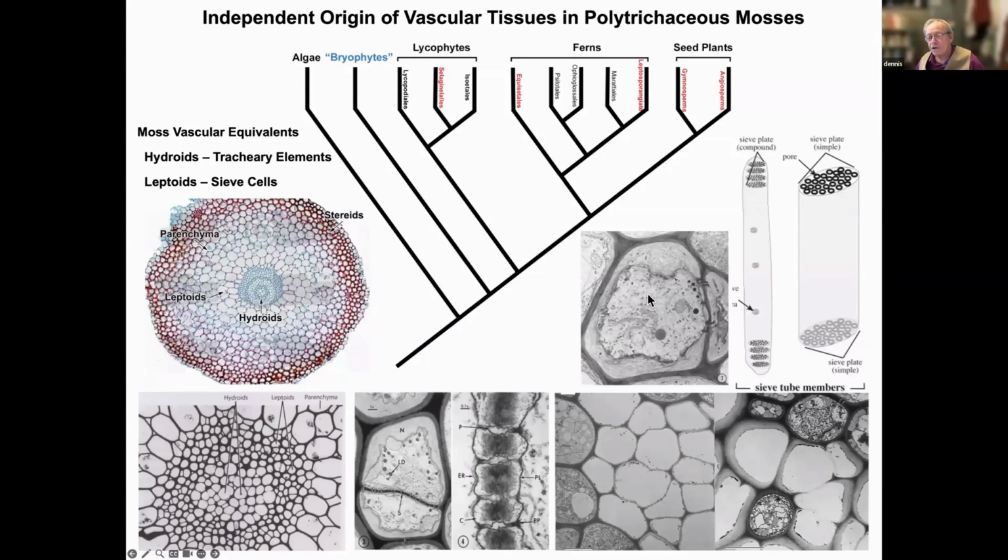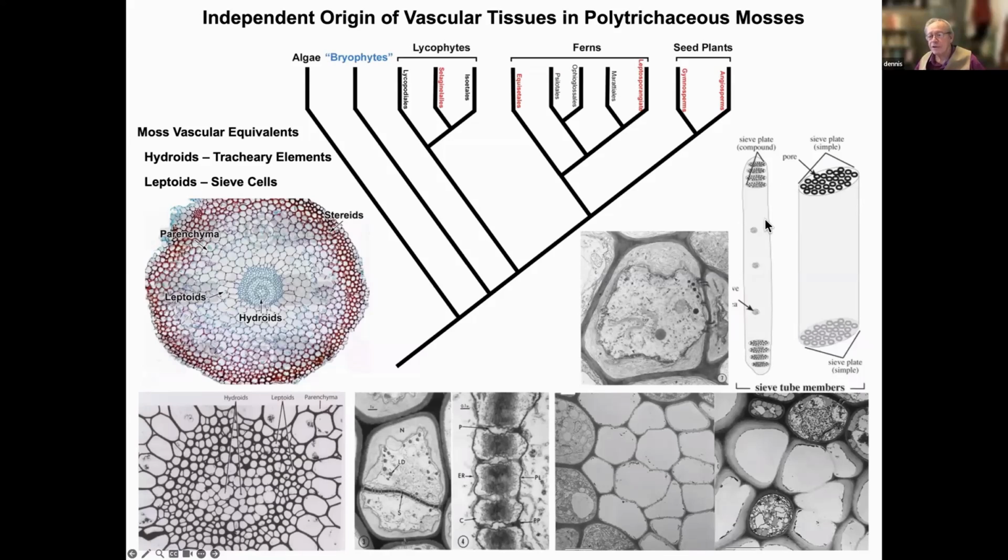Here's the sieve tube element from an angiosperm with slime plugs, cytoplasm that is disintegrating into proteinaceous slime. These are identical developmentally, but they're occurring in different lineages. Consequently, we have these names, hydroids and leptoids, for the bryophytes because people have said, well, they're a gametophyte, so they can't have the same tissues as a sporophyte and the seed plants. That's fallacious thinking, but the terminology is good because it gives us some better information.